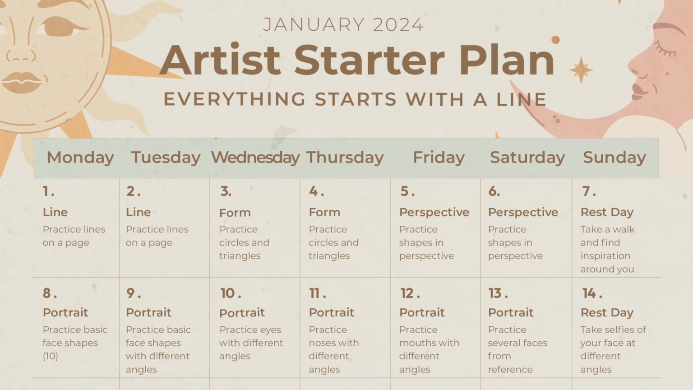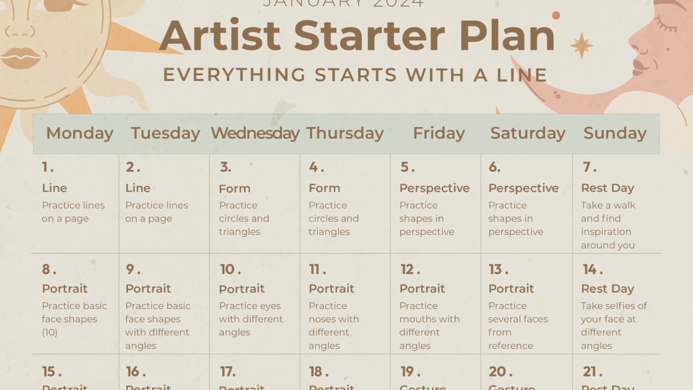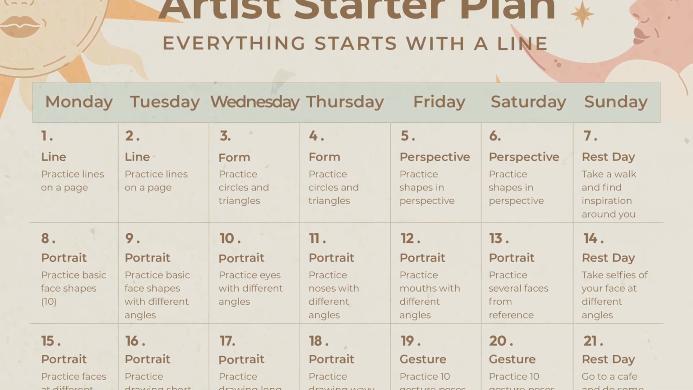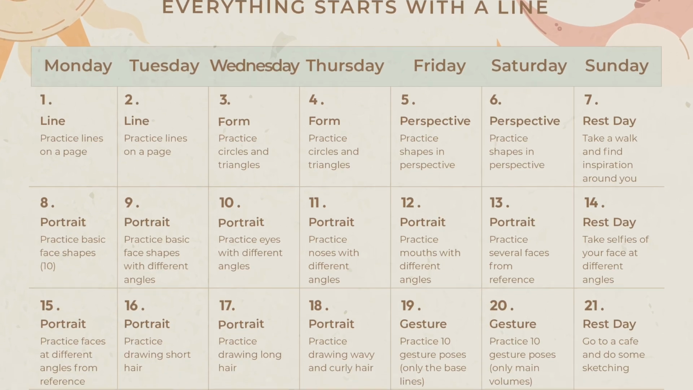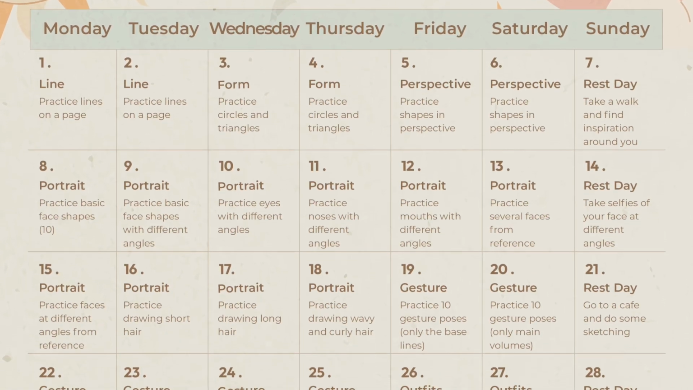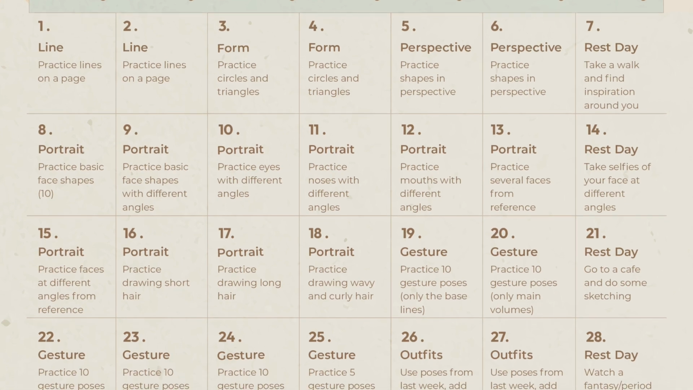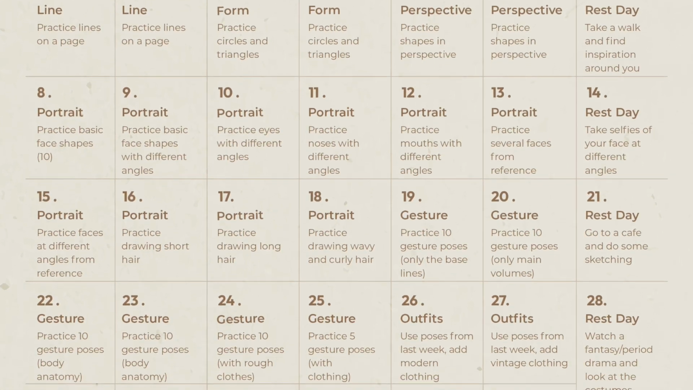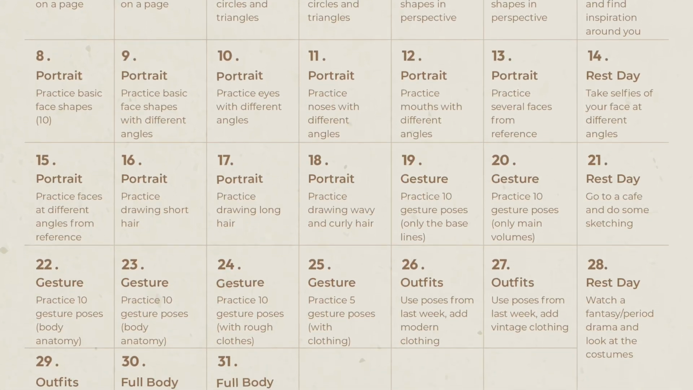The Artist Starter Plan is a calendar I created to help you start learning how to draw if you're a complete beginner or get back into drawing if you haven't done it for a while. The plan goes from drawing simple lines and shapes in the first week, moving on to portrait, gesture, clothing, and full characters by the end of the 31 days.